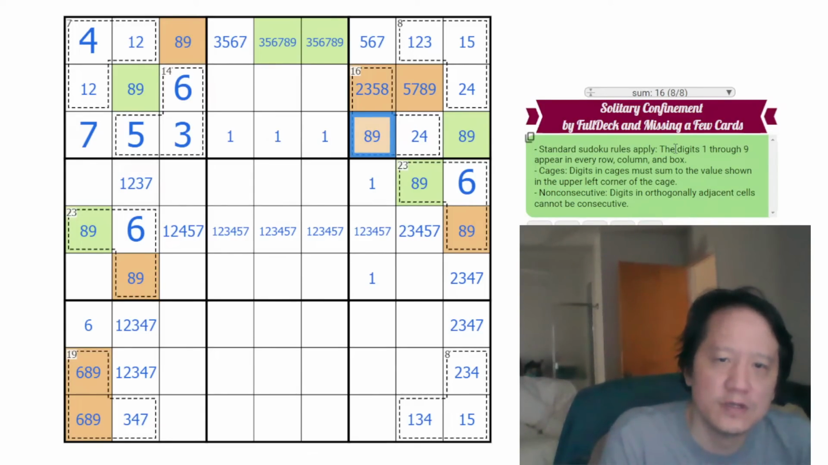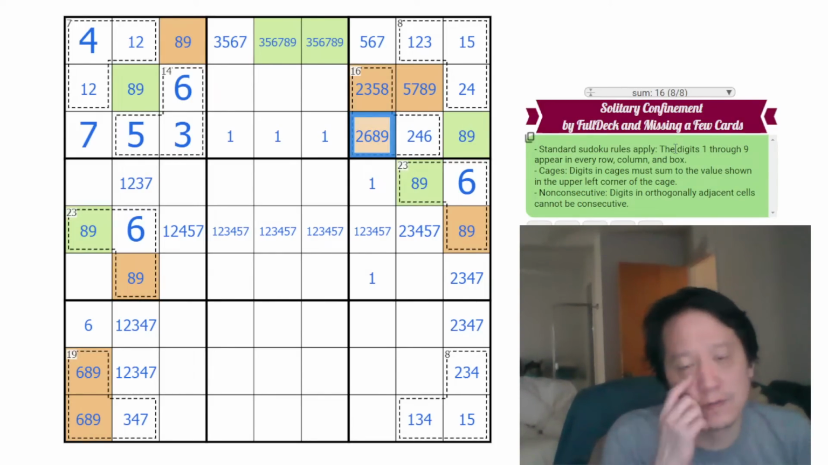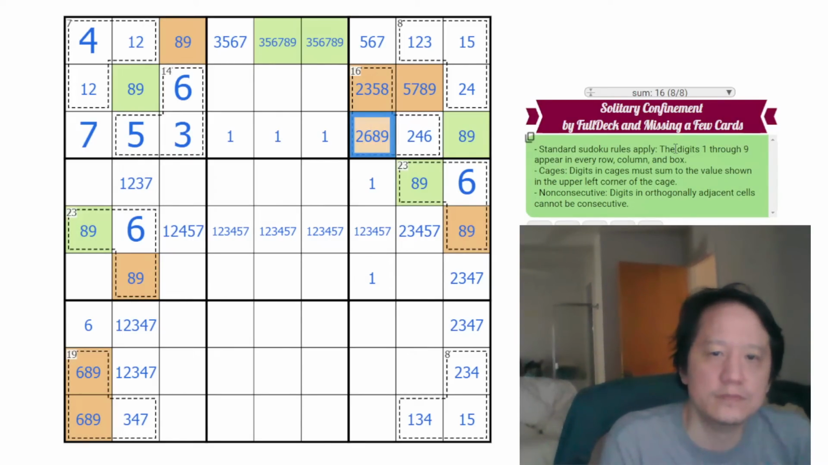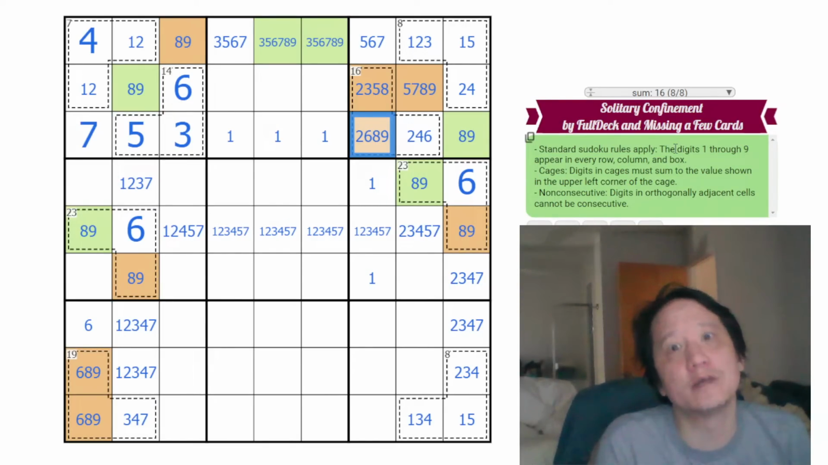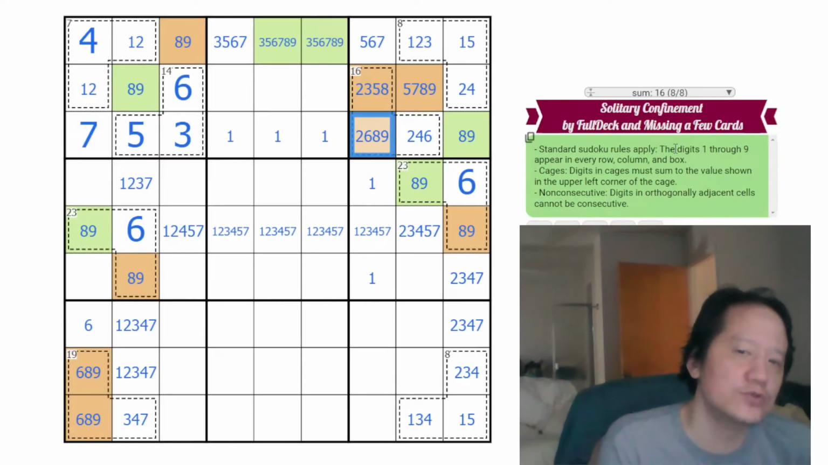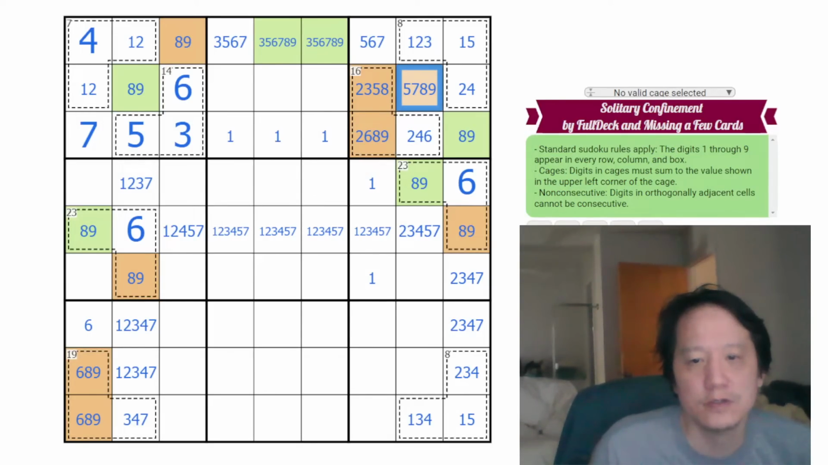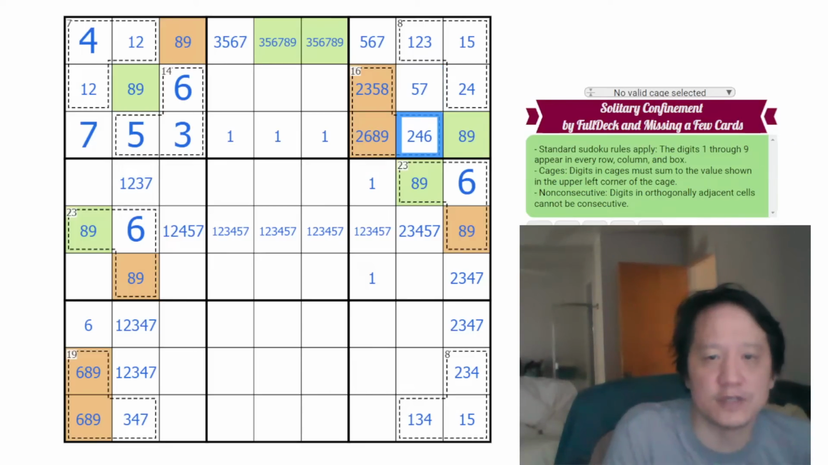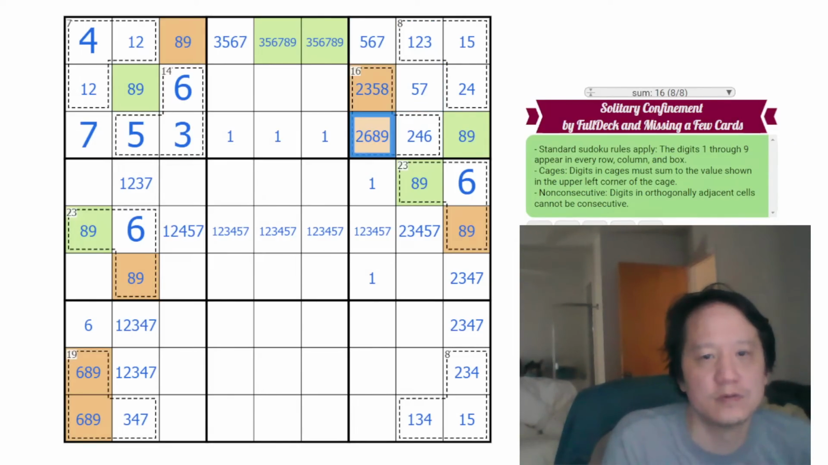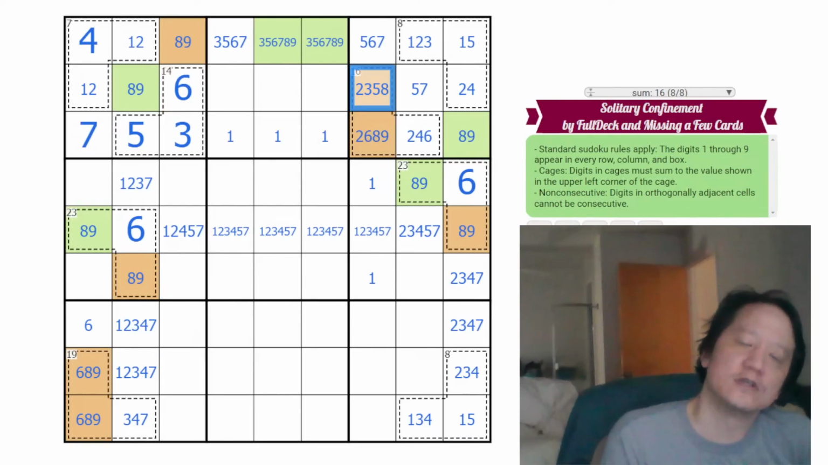2, 6, 8. So this is 8 or 9. So yeah, it cannot be 2, 7, 7. It's 3, 4, 9, 2, 5, 9, or 2, 6, 8. So the orange has to be here. So this cannot be orange. Therefore, this is 5 or 7. This is 5, 6, or 7. This is 5 or 6, interestingly enough.